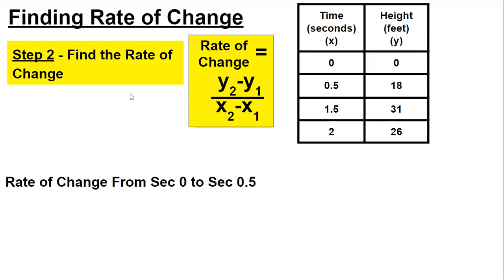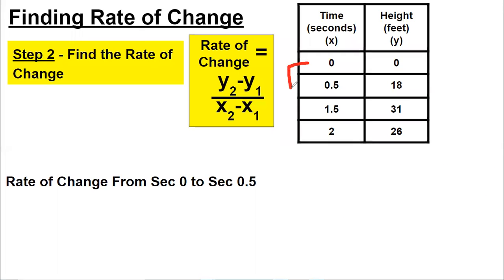The rate of change from 0 seconds to 0.5, so we're going to take the first interval here. We're going to label our y2s and our y1s. Let's make this y2, and that would make this one x2. This would become y1, and this would be x1. And note that it doesn't matter which one we choose for x2 and y2. They just have to stay together. We could have switched it and done the other way.